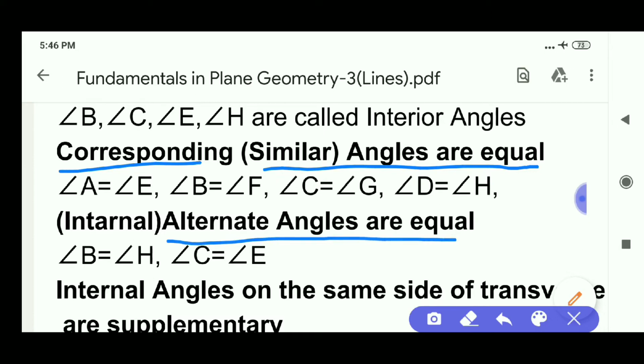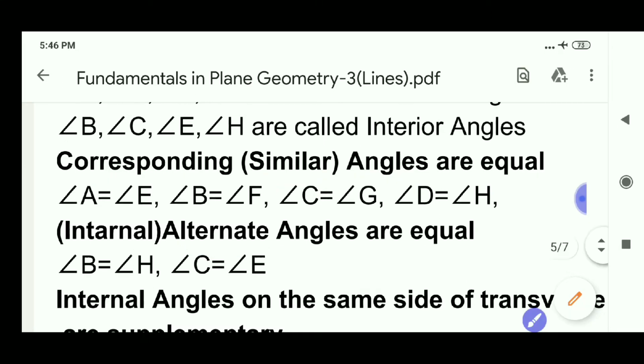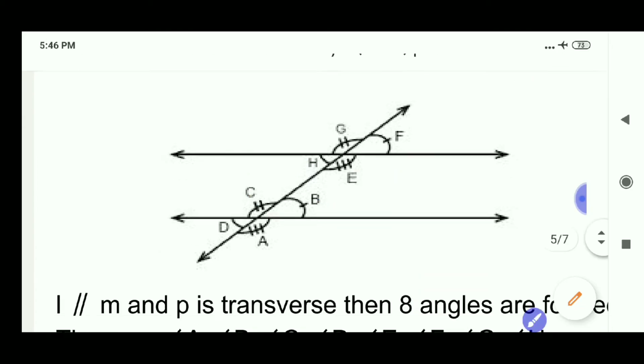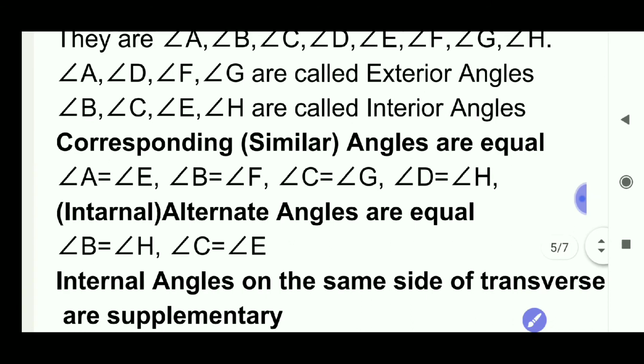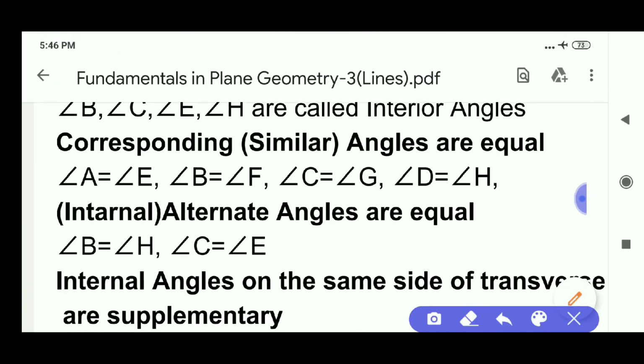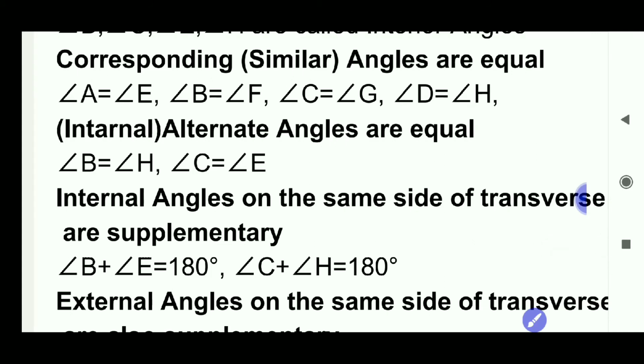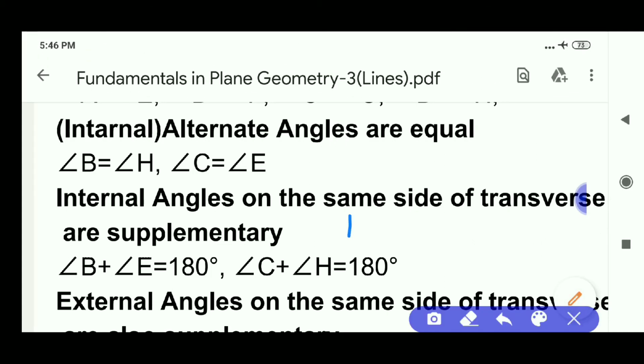Alternate angles are equal. That means from the figure, angle B is equal to angle H. Angle C is equal to angle E. Once again, alternate angles are equal. Otherwise, interior alternate angles are equal. One more thing, interior angles on the same side of the transversal are supplementary.